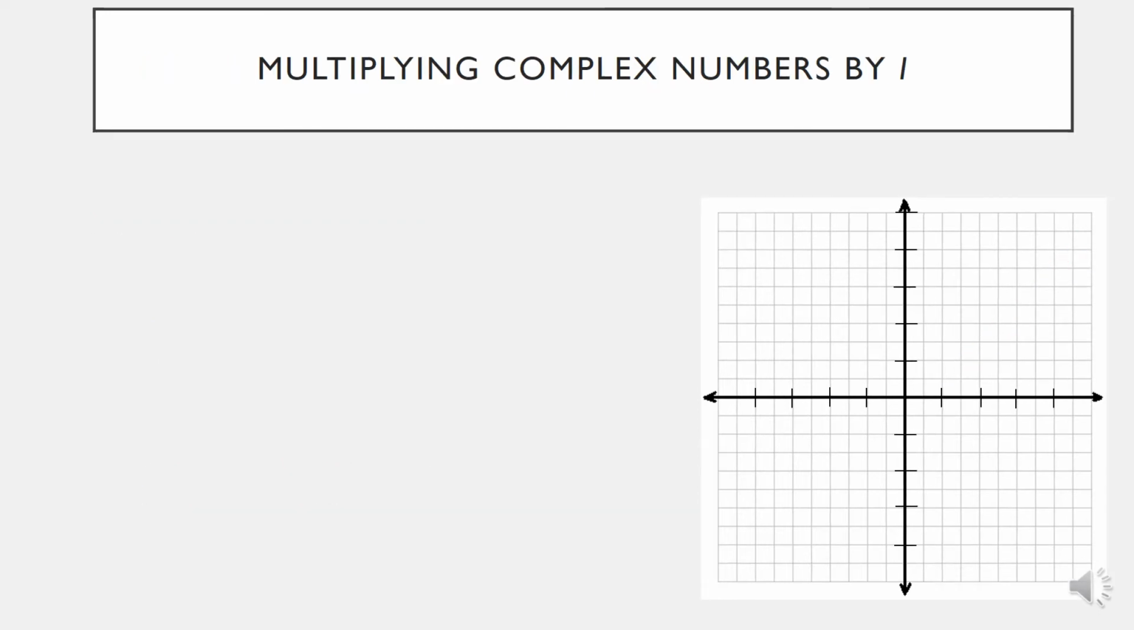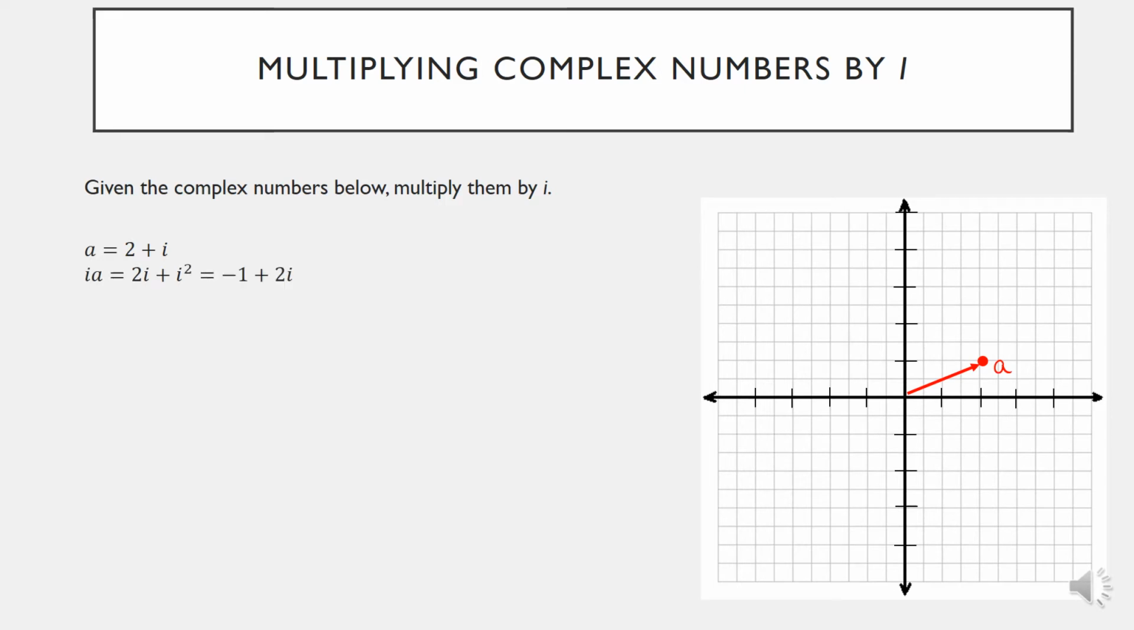Now, what happens when we multiply numbers by i? So we're going to try it and see what it looks like. We'll start with complex number a, which is 2 plus i. Multiplying it by i, you get 2i plus i squared. Of course, i squared becomes minus 1, so we get minus 1 plus 2i as the result. And there we have it plotted, and this is i times a.